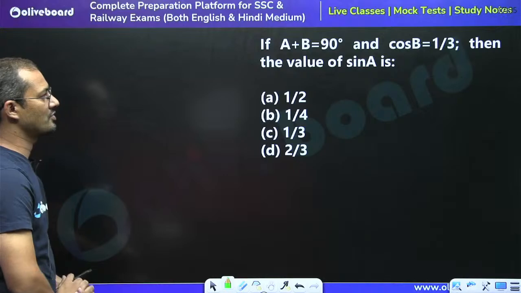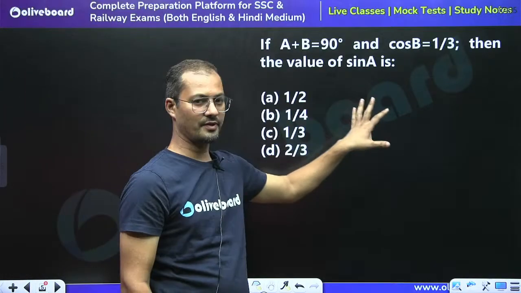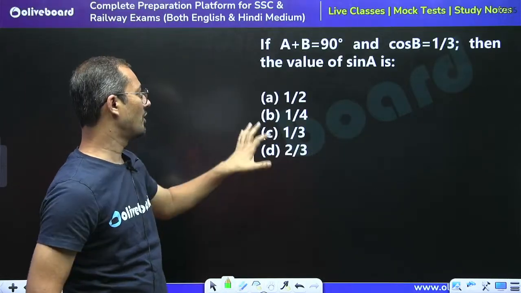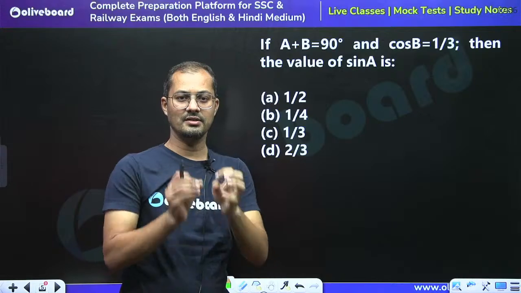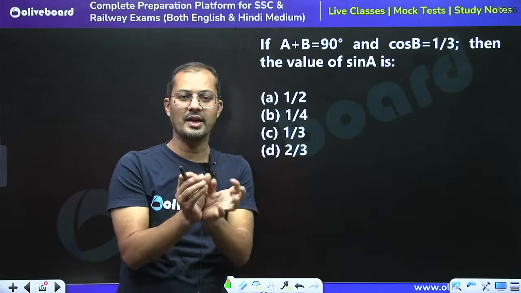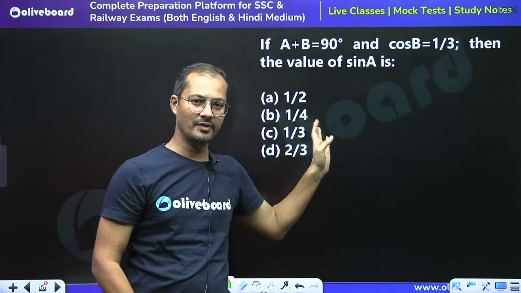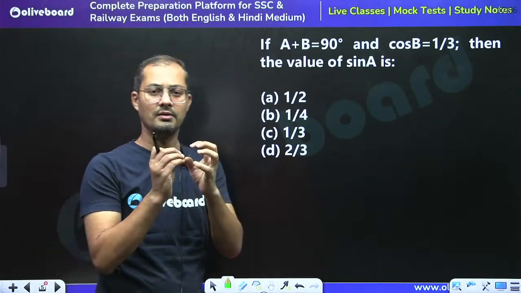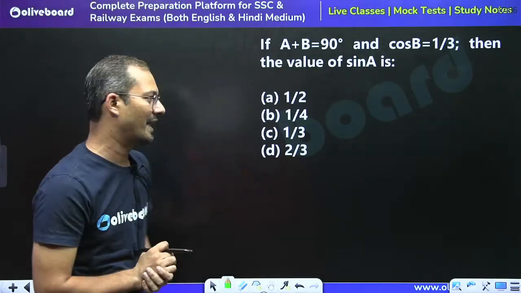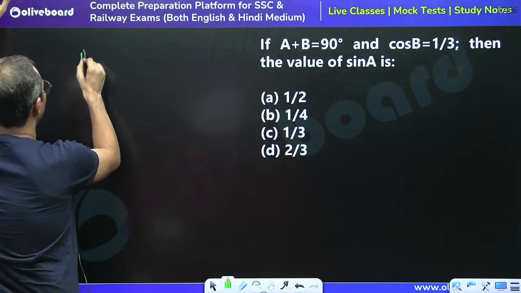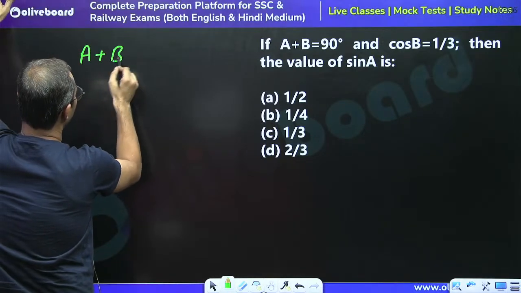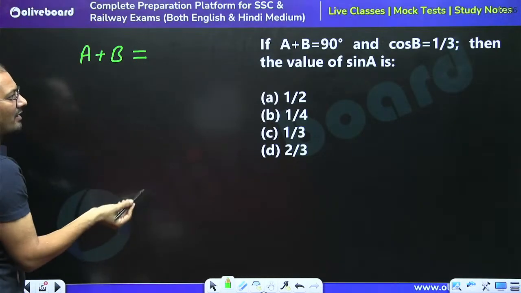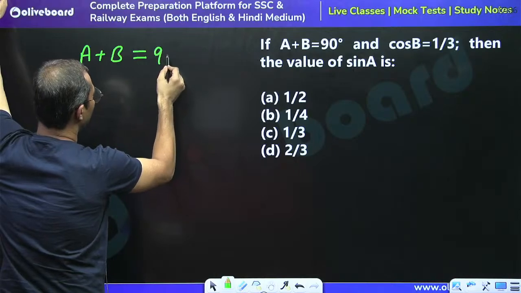So moving to the next question. Now tell me what is the answer for this question. This question belongs to the trigonometry section and is based on a simple condition. The condition is already given in the question. I hope most of you already know that if A plus B, where A and B are angles, A plus B is equal to 90 degrees.